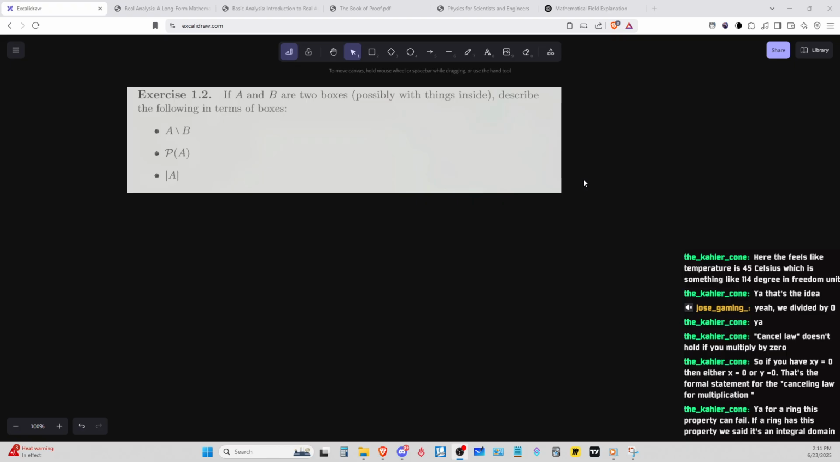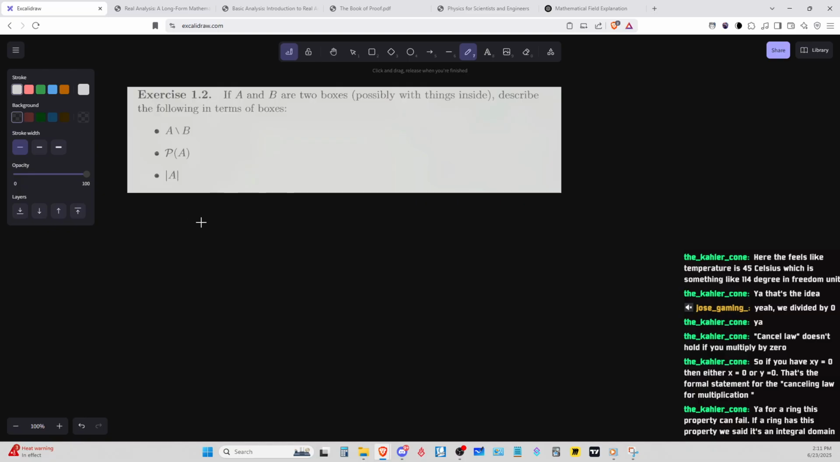Yeah, for a ring, this property can fail. If a ring has this property, it's an integral domain. Interesting. Okay, so let's see what exercise 2 is. If A and B are two boxes, possibly with things inside, describe the following in terms of boxes. I'm guessing they're trying to step you up for proofwriting, because I actually have a different exercise 2 in my book.